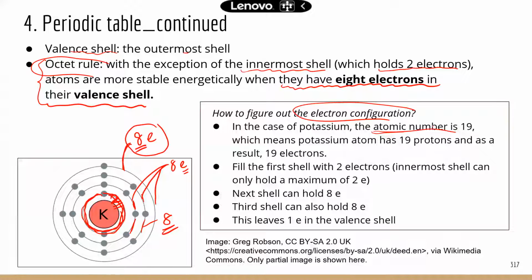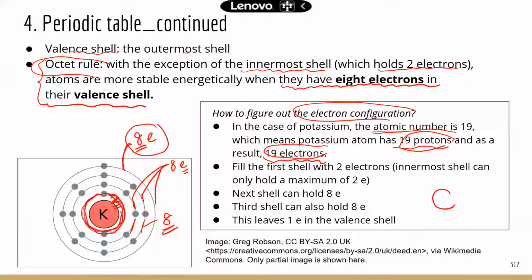The atomic number is based on the number of protons. That means potassium atom has 19 protons. Based on that information, you can also figure out that potassium atom has 19 electrons, right? Because the number of protons and the number of electrons are the same. So now let's fill the electron shells with these electrons.